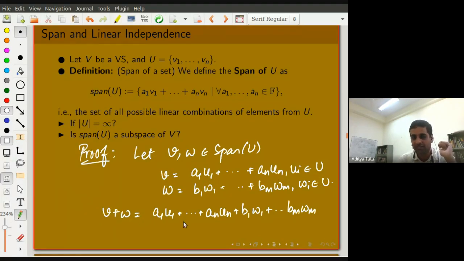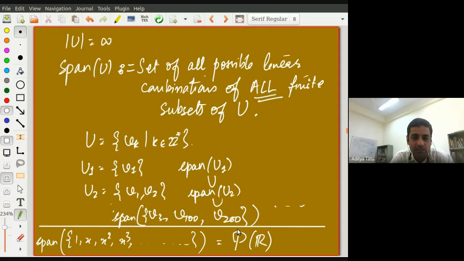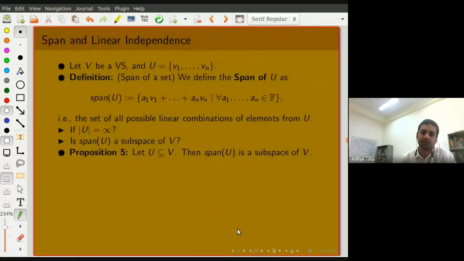Since V plus W is this, of course, this belongs to span of U. Okay, and similarly, you can show that the span of a subset U is closed with respect to scalar multiplication as well. All right, so therefore, span of U has to be a subspace of V.